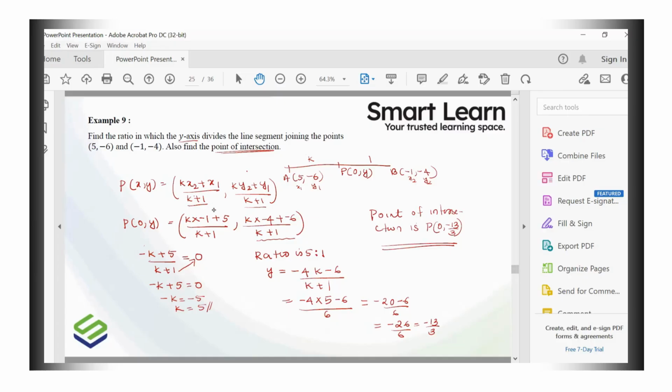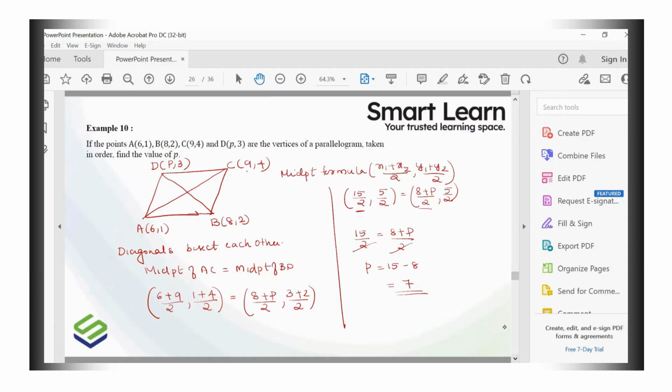So here 0 is equal to the x coordinate. So you will get k as 5. So the ratio is 5 is to 1. Then what will you do? Then you have to find y. So y is equal to (-4k - 6) / (k + 1). So minus 4 into 5 minus 6 by 6. So you will get minus 13 by 3. So P is (0, -13/3).